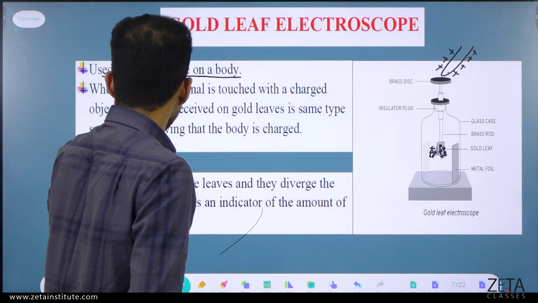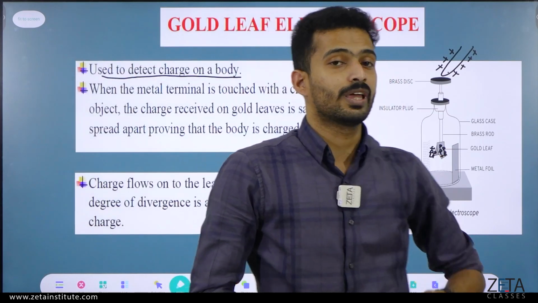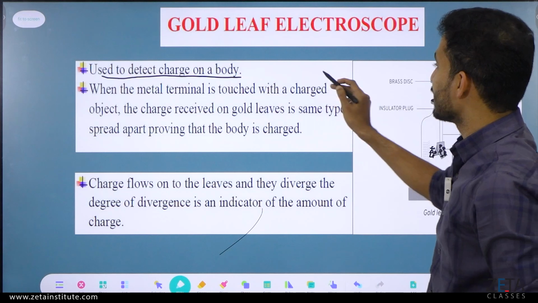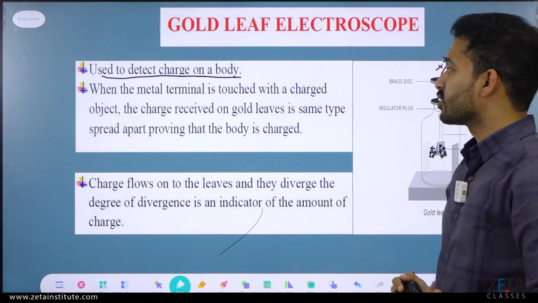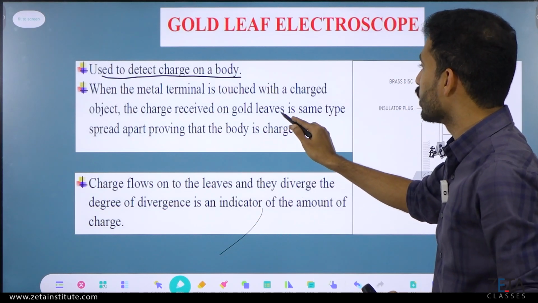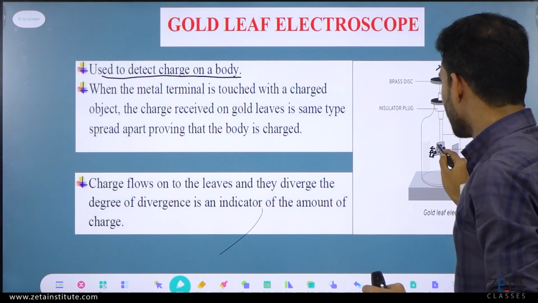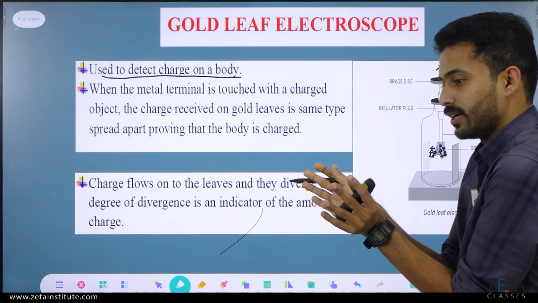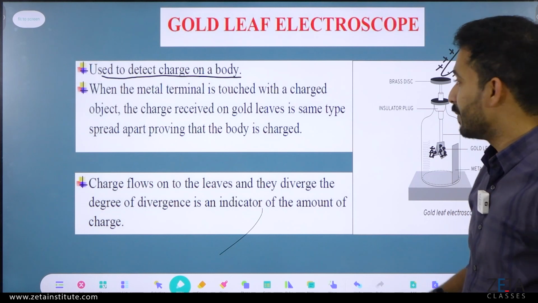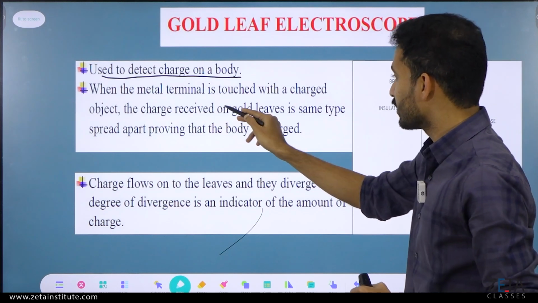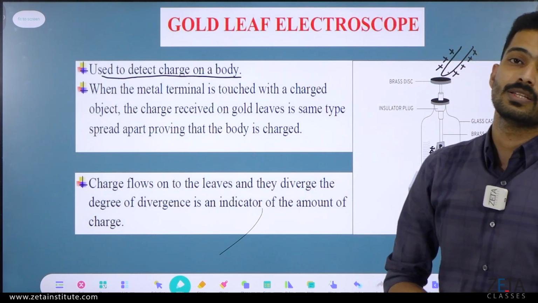So from this, you can understand that the gold leaf electroscope is a device used to detect charge on a body. When the metal terminal, the metallic disc, is touched with a charged object, the charge received on the gold leaves is the same type. If it is a positive charge, both leaves get positive charge and repel each other. When it is a negative charge, both leaves get negative charge. The charge received on the gold leaves is the same type and they spread apart, proving that the body is charged.